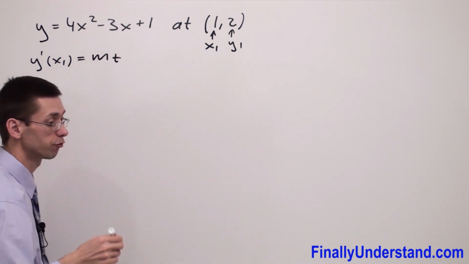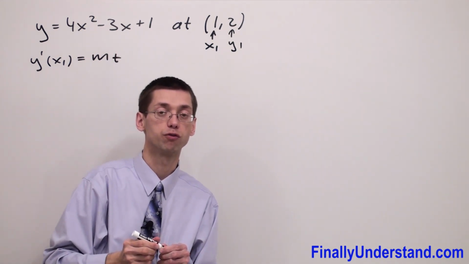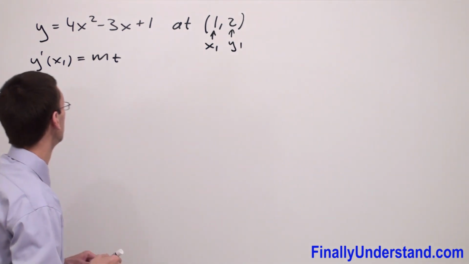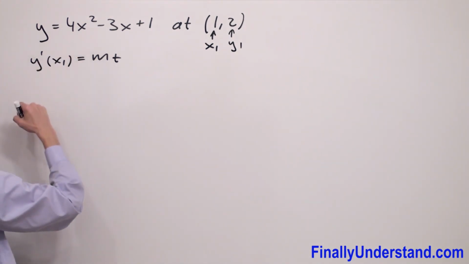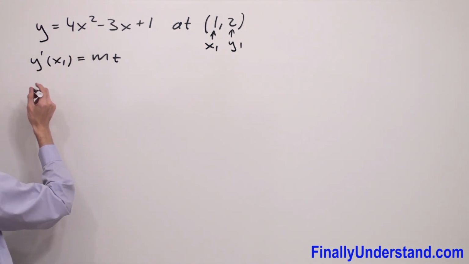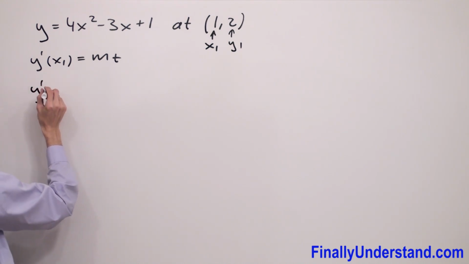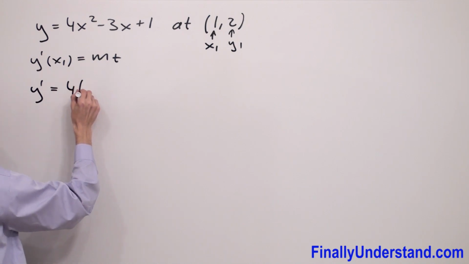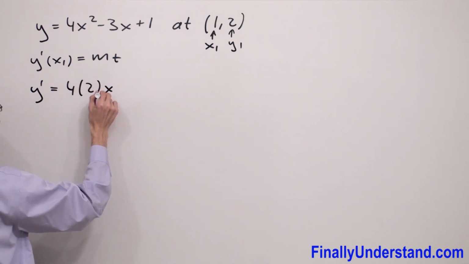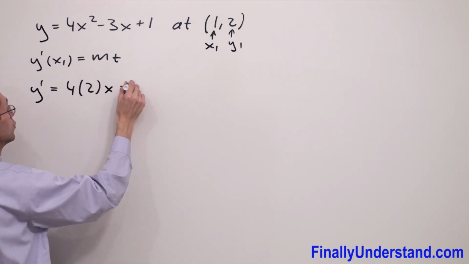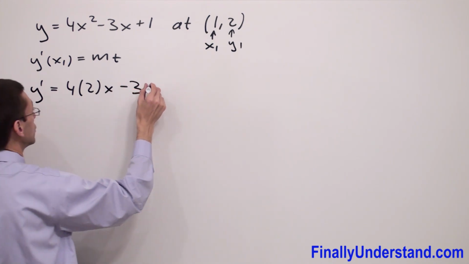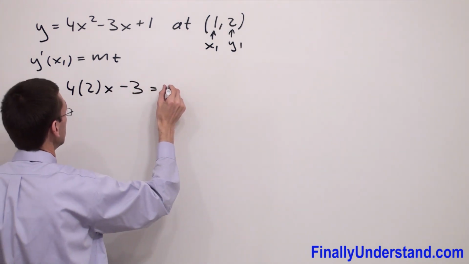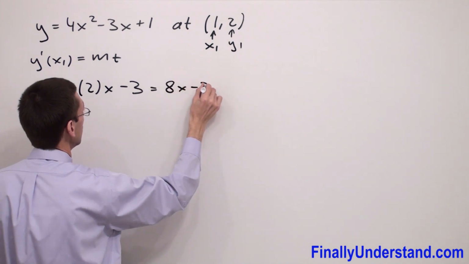So the very first thing we are going to do right now is find the first derivative of this given function. The derivative is going to be equal to the constant 4 times the power 2x minus 3. So this is equal to 8x minus 3.